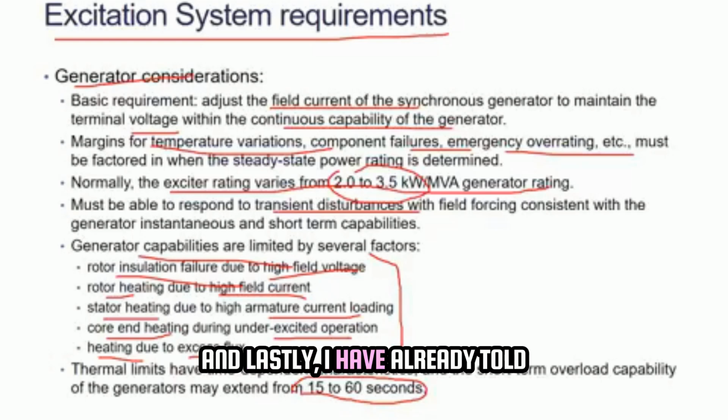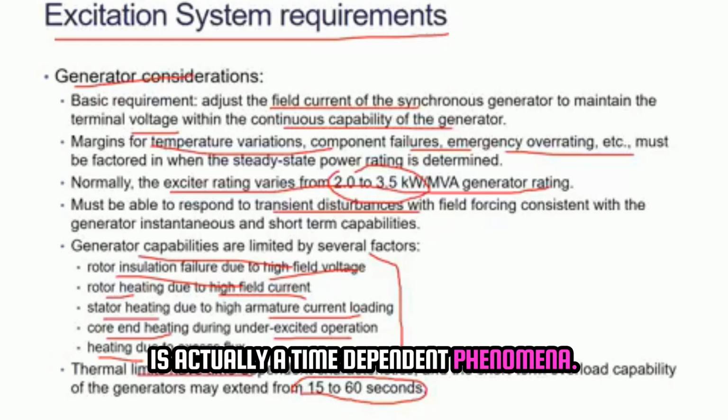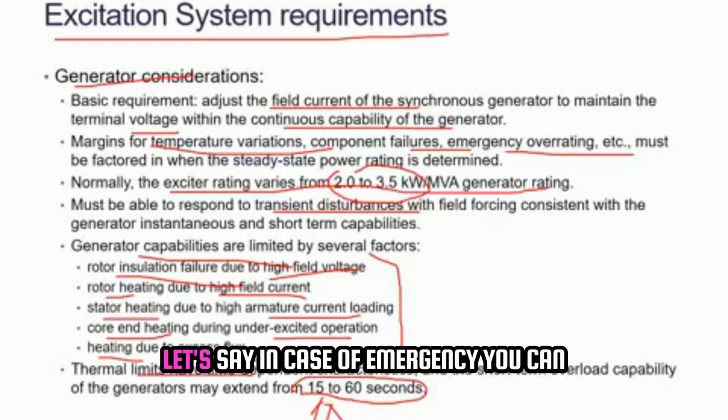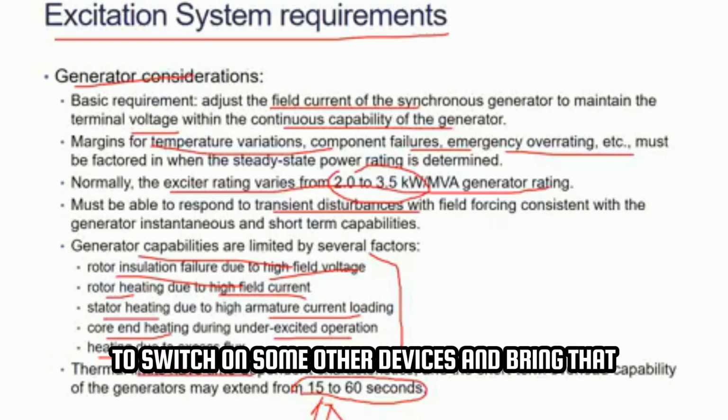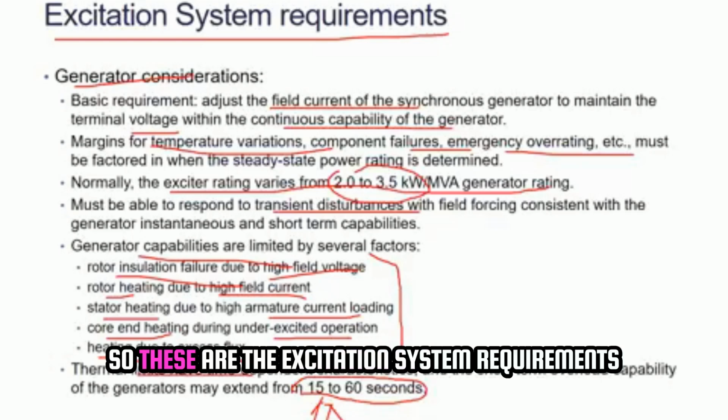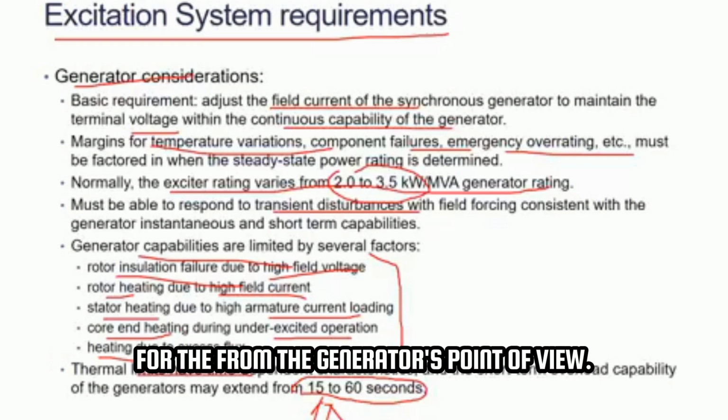Right? And lastly, I have already told you that the thermal limit is actually a time-dependent phenomenon, and you can overload the system for a few seconds to satisfy the voltage. Let's say in case of emergency you can overload the generator for a few seconds, and you will get some time margin to switch on some other devices and bring the generator back to the nominal value. Right, so these are the excitation system requirements from the generator's point of view.